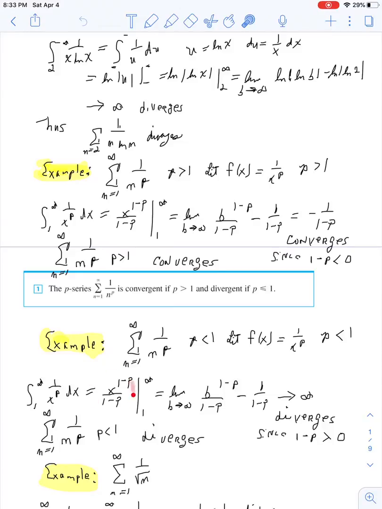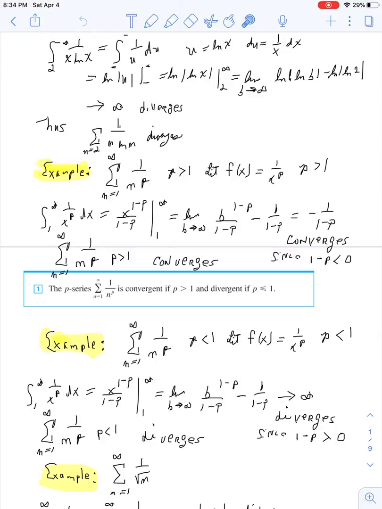Well, what I get is x to the 1 minus p over 1 minus p again. I evaluated between 1 and infinity. I again come up with b to the 1 minus p over 1 minus p, subtract 1 over 1 minus p, but now what's true? p is less than 1. Well, if p is less than 1, then 1 minus p is greater than 0. And that's the key.